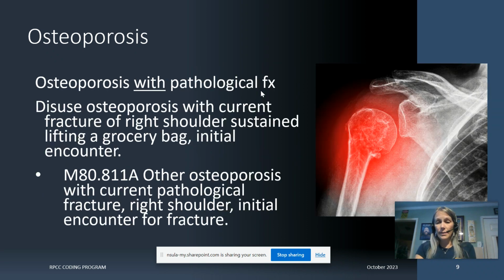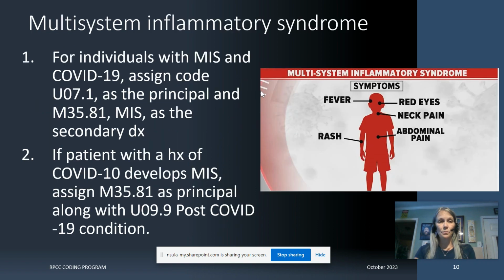And so then this next slide is when osteoporosis has a pathological fracture, and we would use this with a current fracture. And when it has a current fracture, you see that we're also going to drill down to where the fracture is, and it's in the right shoulder. And you're also going to use your A or your D here, telling us that it was the initial encounter for the fracture or they're in active treatment of that fracture. So we're using the seventh digit A in this scenario.